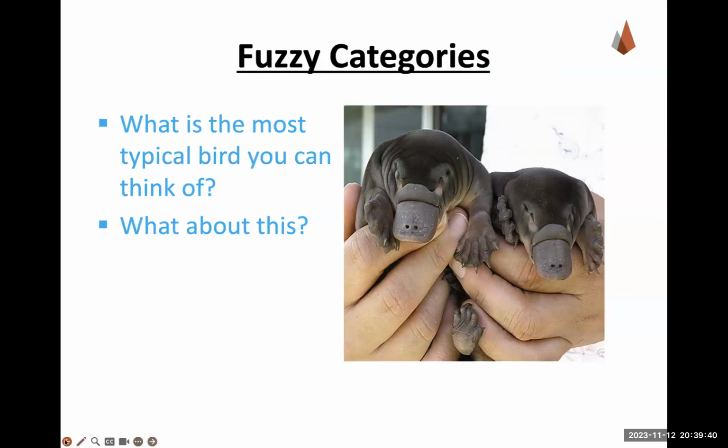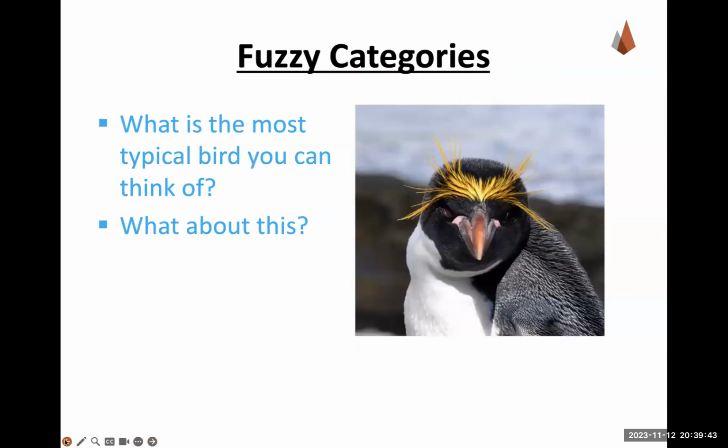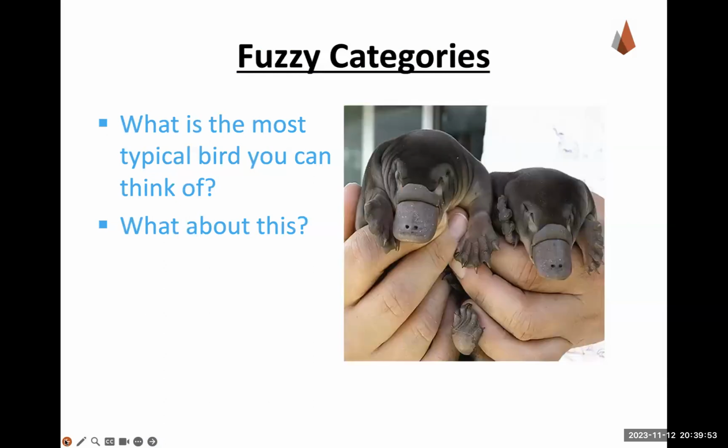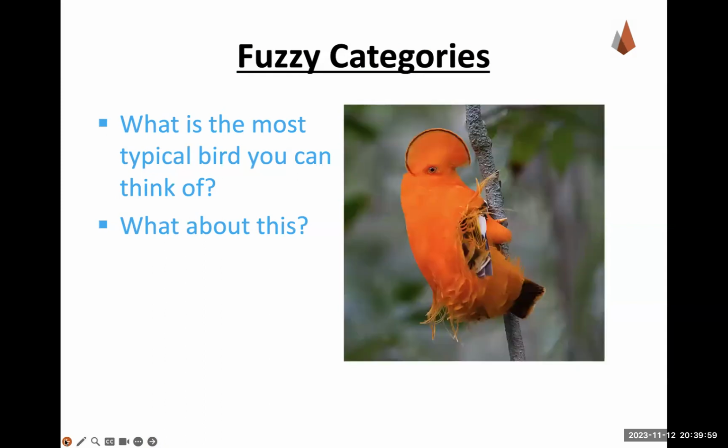So let's go back. This is a crested penguin. This is a Ghanaian cock of the rock. And this is a platypus. How are they similar or different?